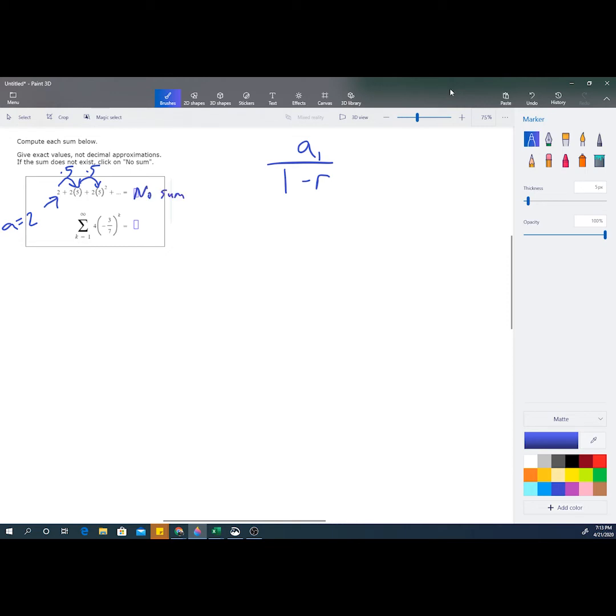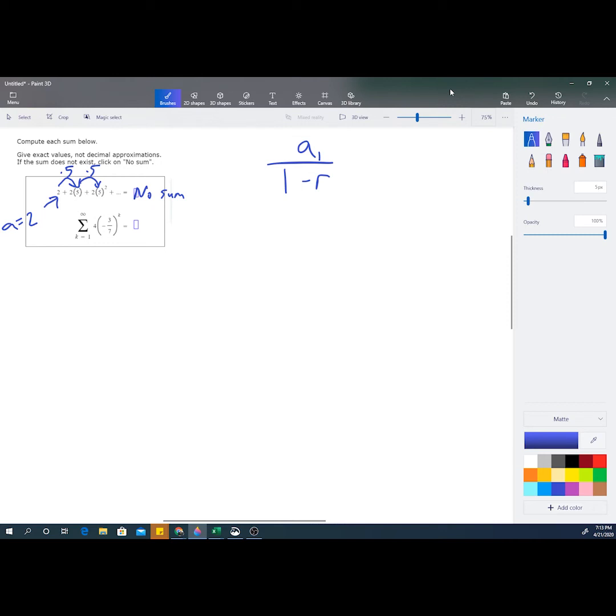Remember, any positive or negative number that's greater than 1 or less than negative 1, it just won't work. It'll give you a positive or negative infinity. So we're done with the first one.